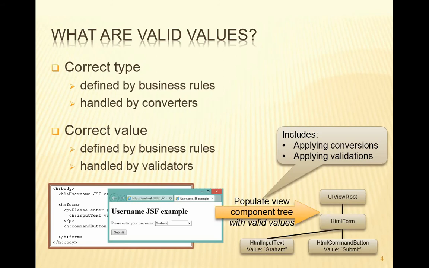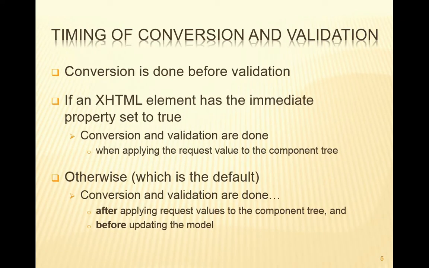And in the life cycle, this conversion and validation process will take place at the time that the component tree is built. The precise timing of this process will depend upon a setting called immediate. There's a property with each XHTML element, the UI components, that we can set to true or false. The default is false, so if we omit immediate, the assumed value is false. In every case, conversion is done before validation.